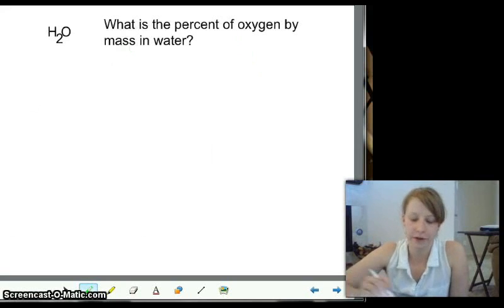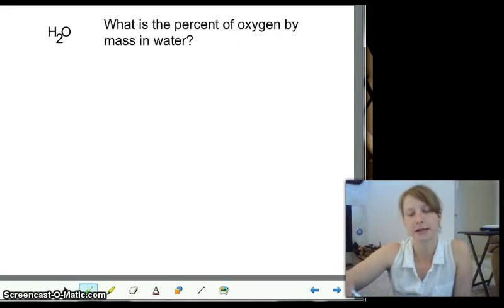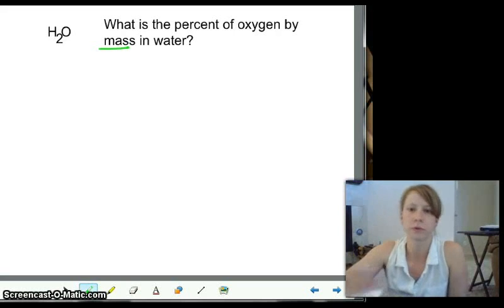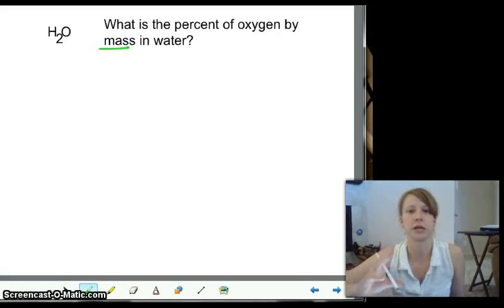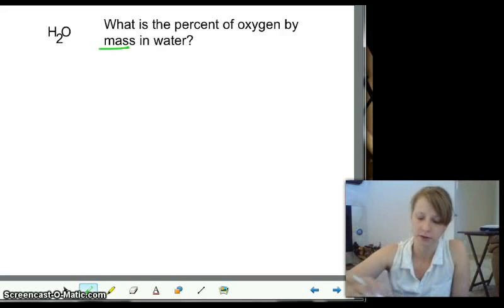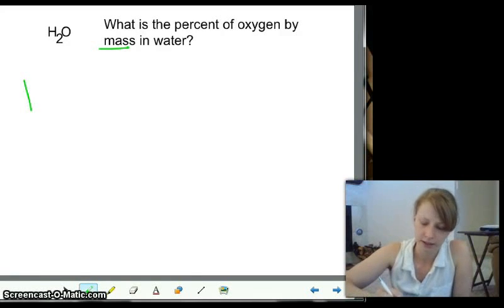So for example, if we have water, H2O, what is the percent of oxygen by mass in water? So the key here is by mass. When we're talking about percent composition, we're talking about the mass. Okay, so we know percent is part over whole.